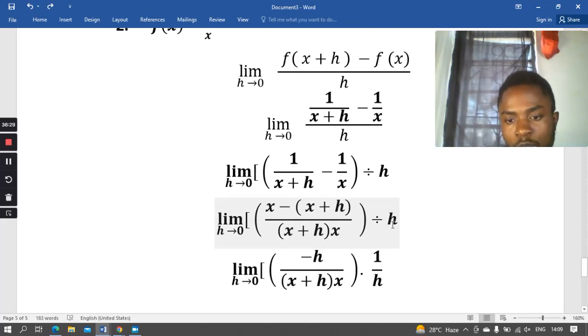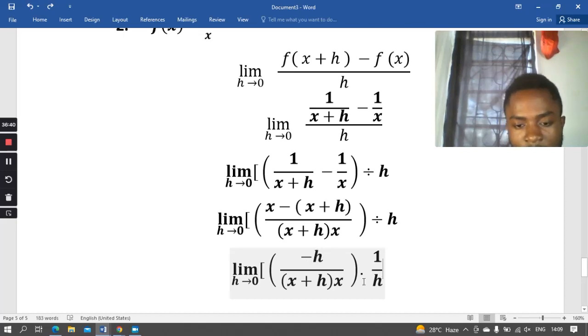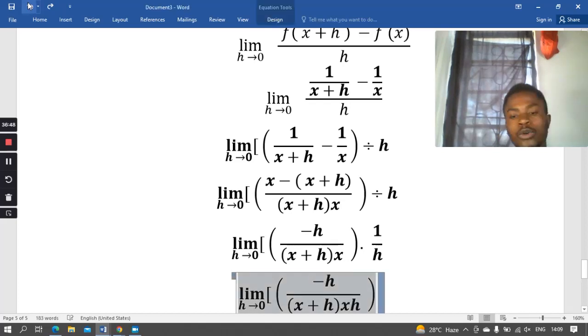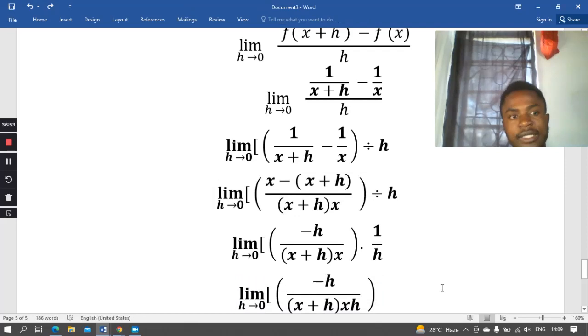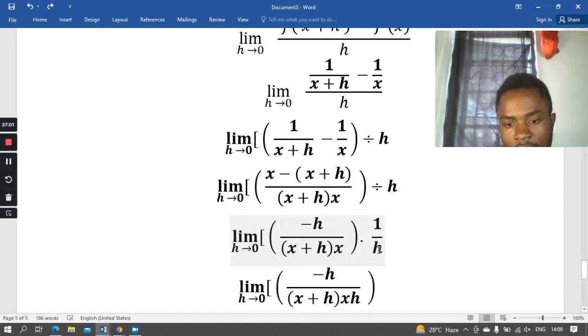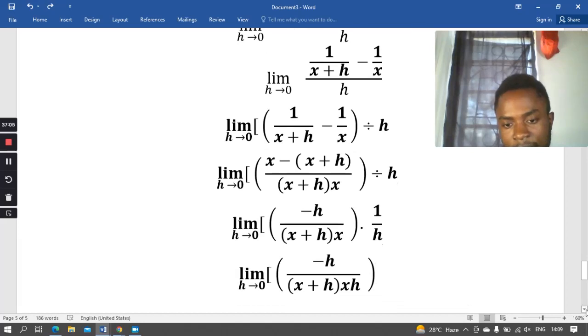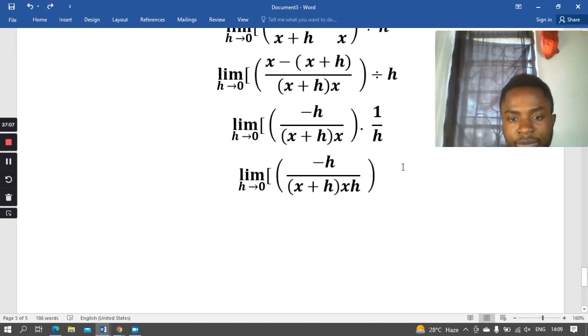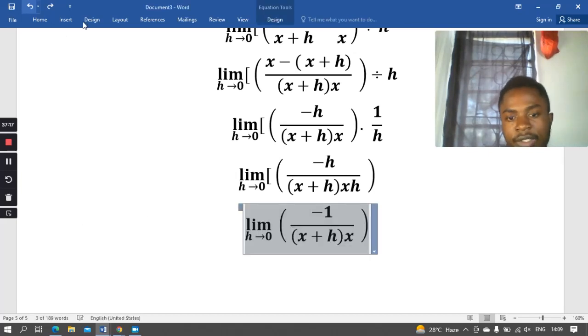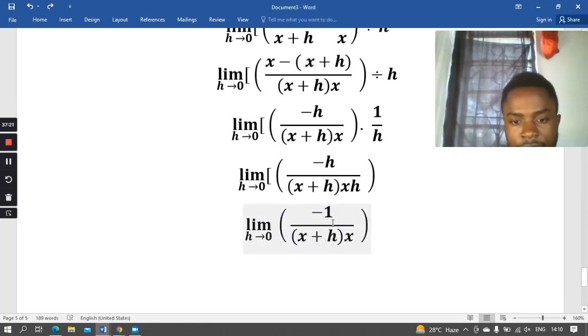Then this h can easily be written as 1 over h. We are multiplying this expression by that, so the h and the h are common, and these two can go. In this case, I did not cancel them from this point, instead I simply multiplied h times x so that you can easily understand what I'm doing. So what we are going to have is negative 1 over x plus h, brackets, times x.